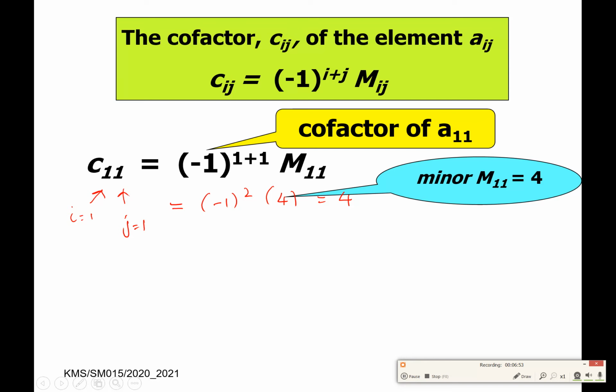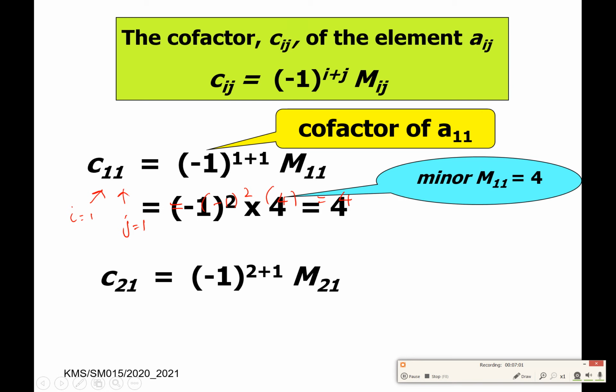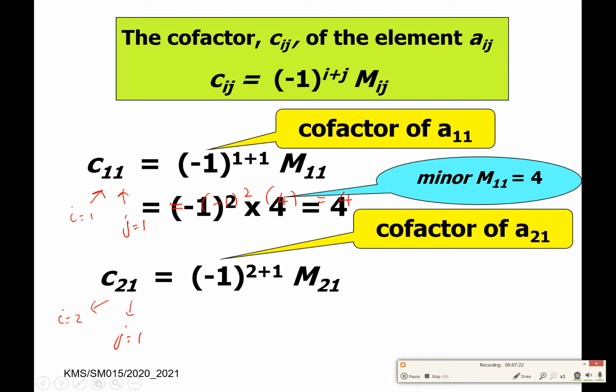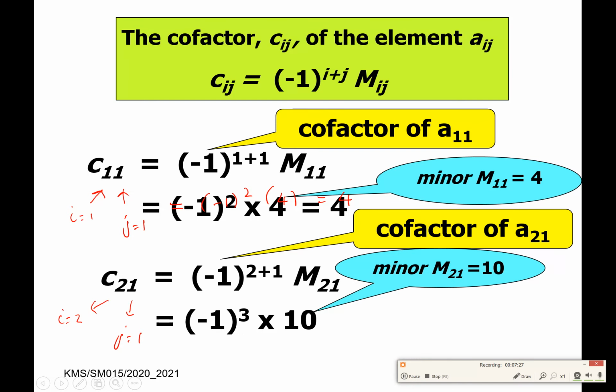Okay, go to the cofactor C21. So this is the cofactor of a21. Negative 1 to the power 2 plus 1, so i equals 2 and j equals 1. Times the minor of a21. So the answer of this is negative 10.